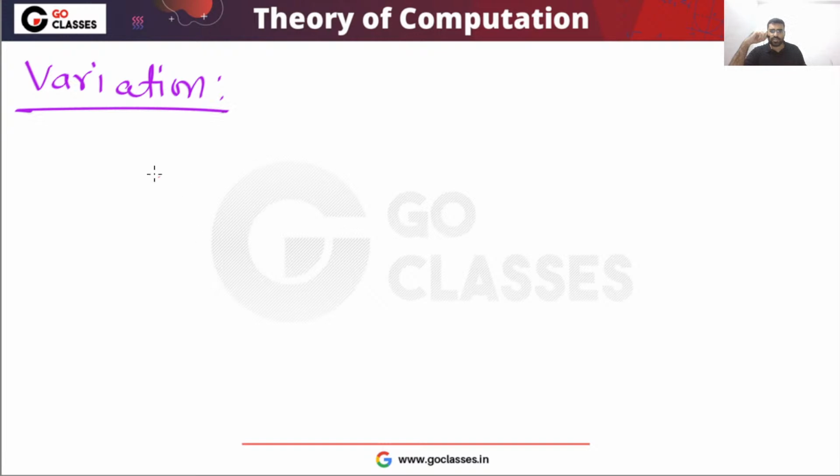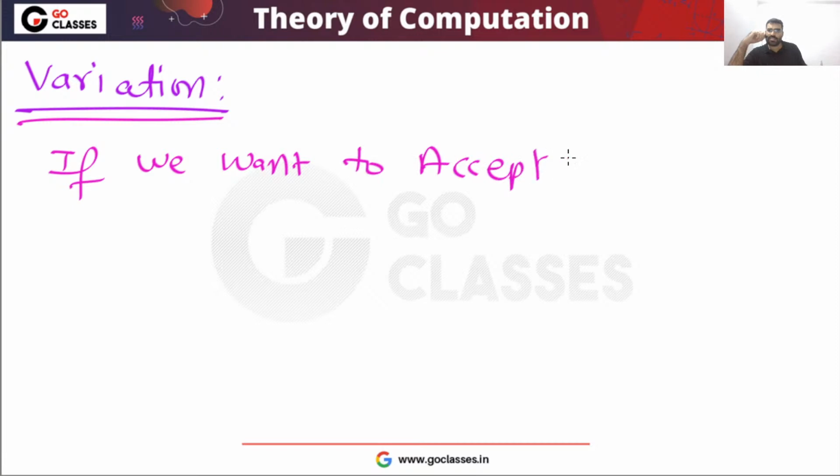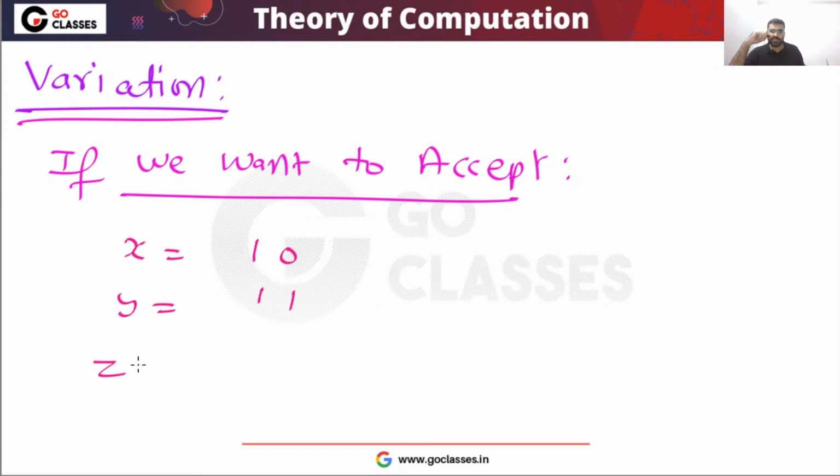If we also want to accept this type of strings, this is one variation. For example, let us assume x is 1 0, let us assume y is 1 1, then what will be z? Z will be 1 0 1. Okay, this will be z.